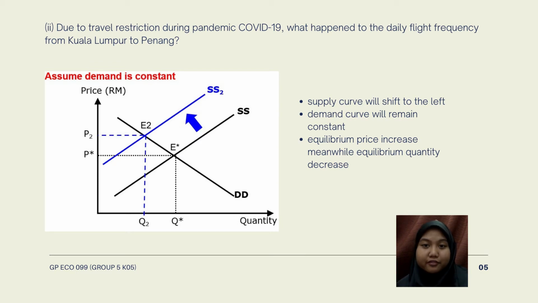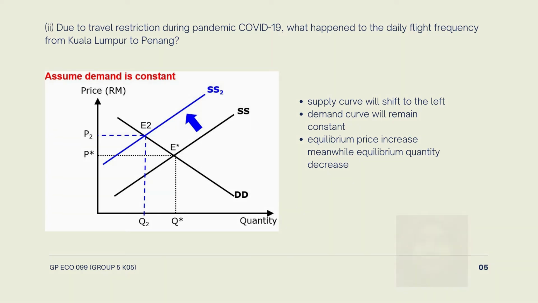As the supply curve shifted to the left, the equilibrium price of the daily flight from Kuala Lumpur to Penang increased, meanwhile the equilibrium quantity decreased.